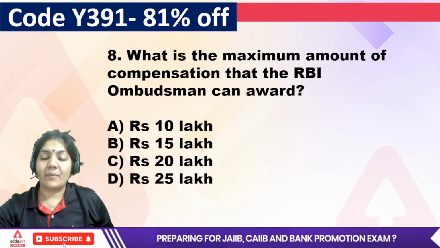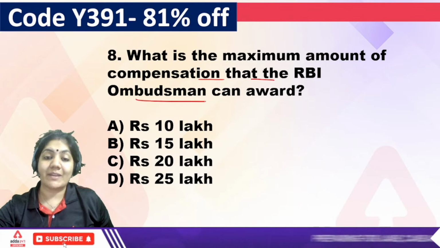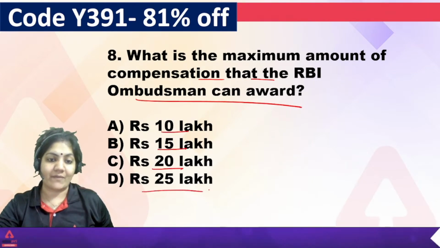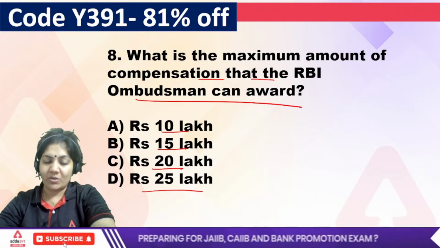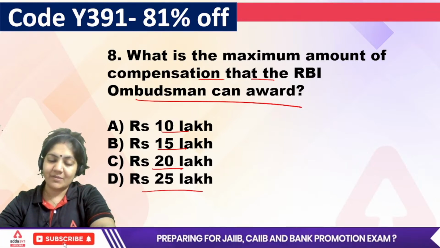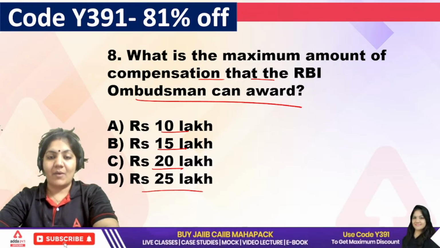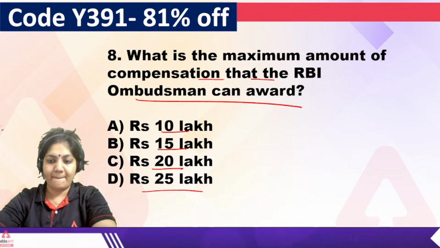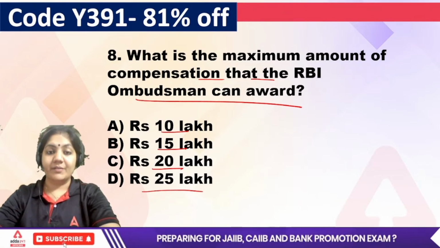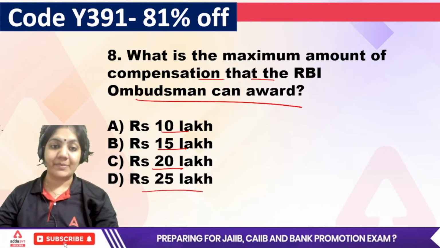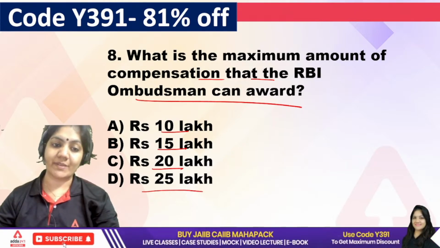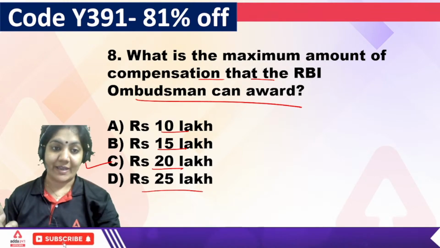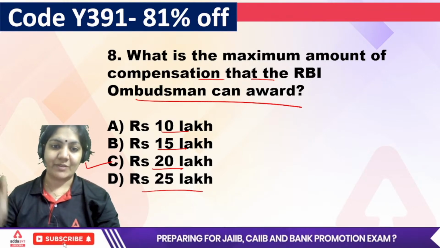What is the maximum amount of compensation that the RBI Ombudsman can award? 10 lakh, 15 lakh, 20 lakh and 25 lakh. That is the same as whatever we have studied in the 2006 scheme. So here the maximum amount of compensation that RBI can award is, obviously, 20 lakh. In Lok Adalat also 20 lakh, Banking Ombudsman also 20 lakh. Okay, and DRT also 20 lakh.